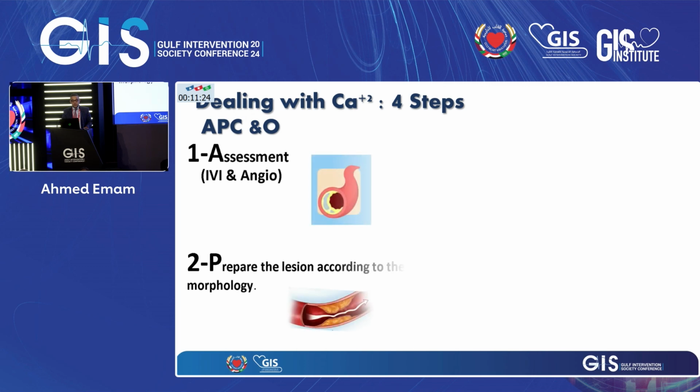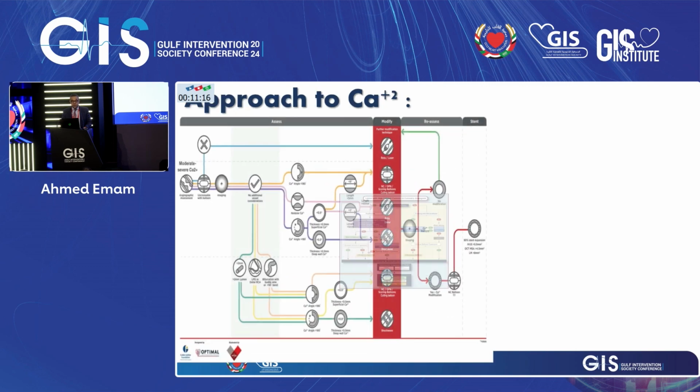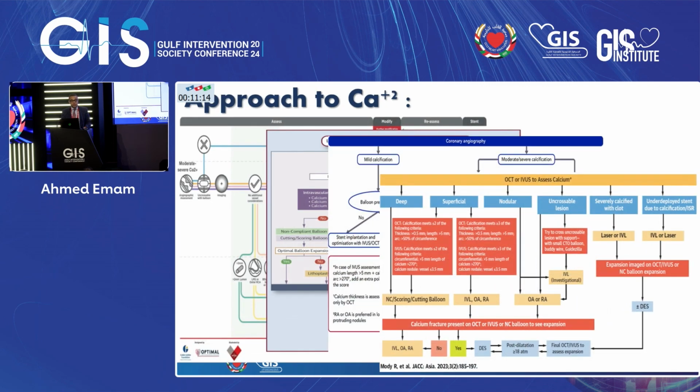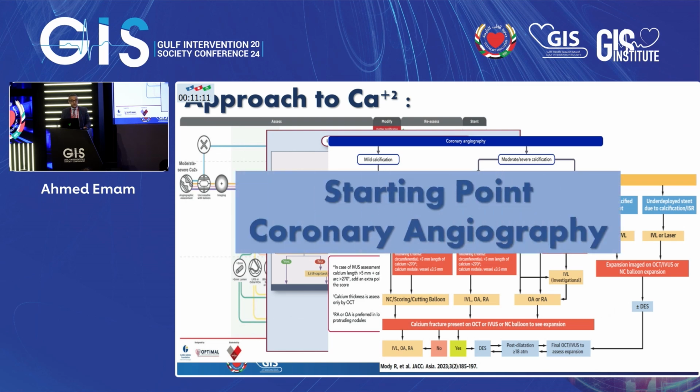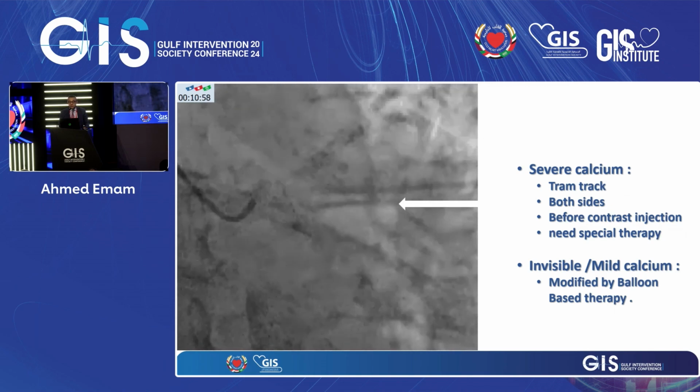So dealing with calcium needs 4 steps: assessment, preparation of the lesion, confirmation of the preparation, and optimization of the PCI. There are many approaches to dealing with calcium, but they all share the starting points. This is how we go inside most of the algorithms in coronary angiography. This type of severe calcium tracks on both sides of the vessel before even contrast injection. This type of calcification needs special therapy, because invisible or mild calcium maybe can be modified only by a balloon-based strategy.